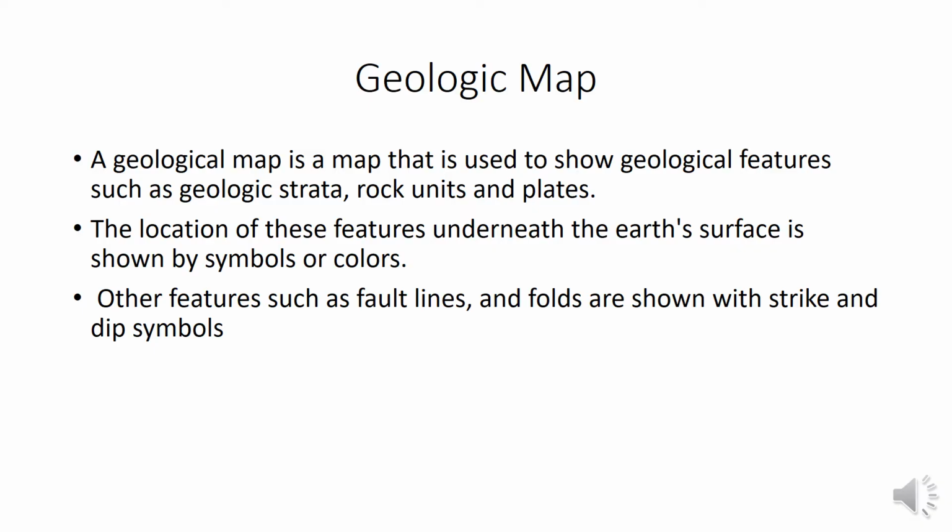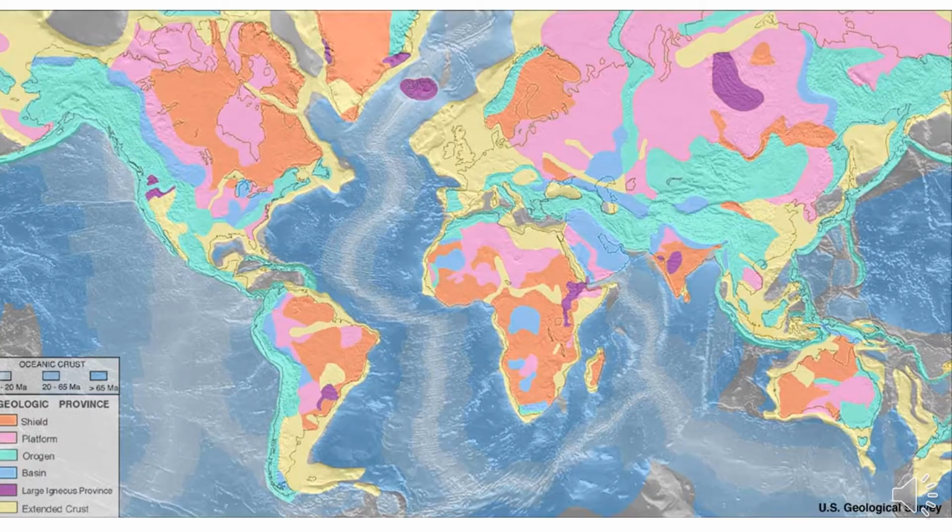Geologic maps, all right? These are maps that are used to show geological features such as geological strata, rock units, and plates. So you guys know we talked about the continental plates. We've talked about fault lines. We've talked about the Ring of Fire. All those things, okay? Well, we know where they are, but how do we know where they are? It's because geologists and cartographers have gone out and they've mapped all that stuff for us. They use colors and everything to kind of clear it up for us so we can see everything. So it'll show us fault lines, folds in the earth. Right here, we got one, right?